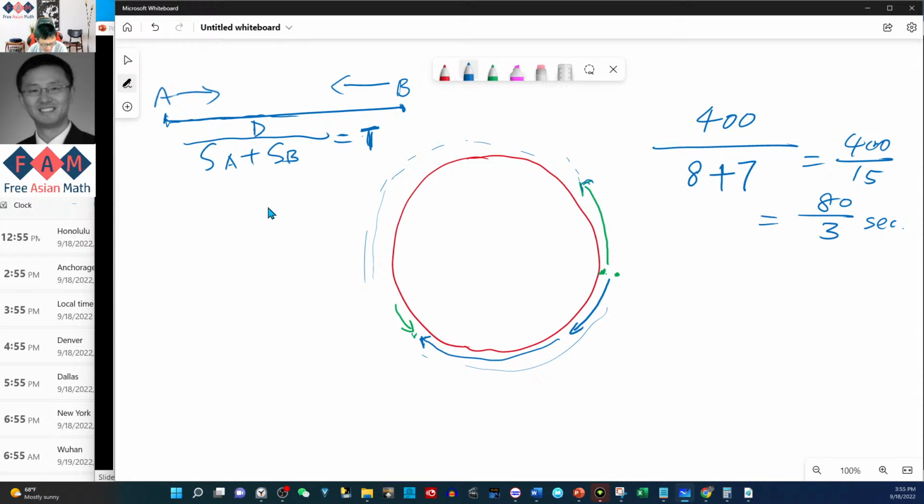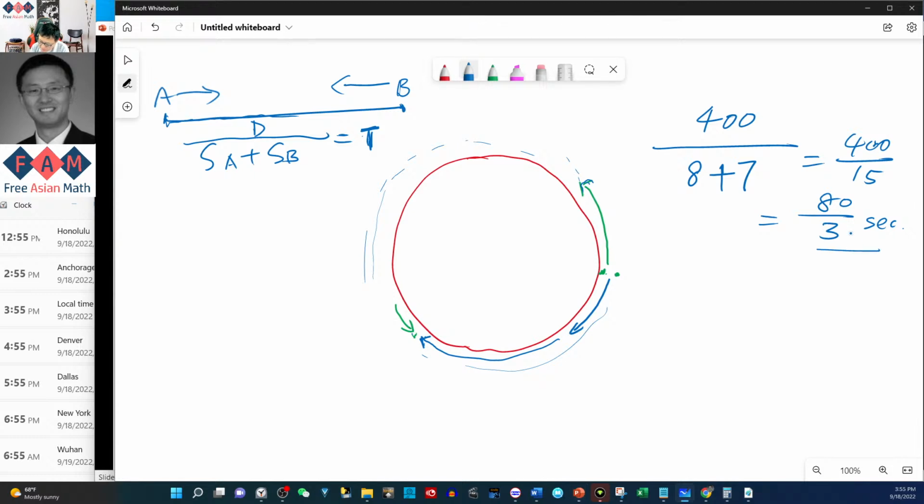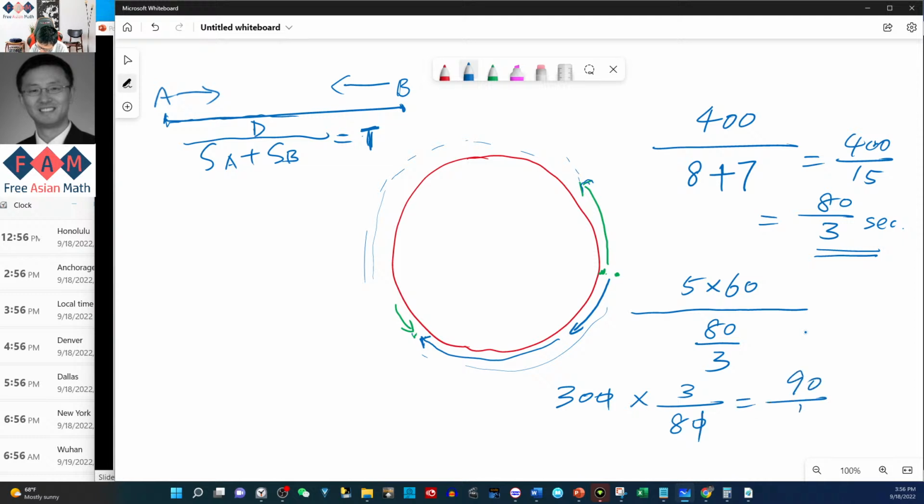But they will keep doing this in 5 minutes. So how many times will they get a high five, which means how many times will they meet within the 5 minutes window? Because it takes this much time to meet once, and 5 minutes is just 5 times 60 seconds. That's 300 seconds. Then we have to divide this quantity to see how many times this will get us. But this doesn't mean that this will be exactly an integer number, right? So actually, if we do it, we'll see that this is 300 divided by 80 over 3. So we'll multiply by the reciprocal and see that we cancel out the 0 here. So it's really 90 over 8.